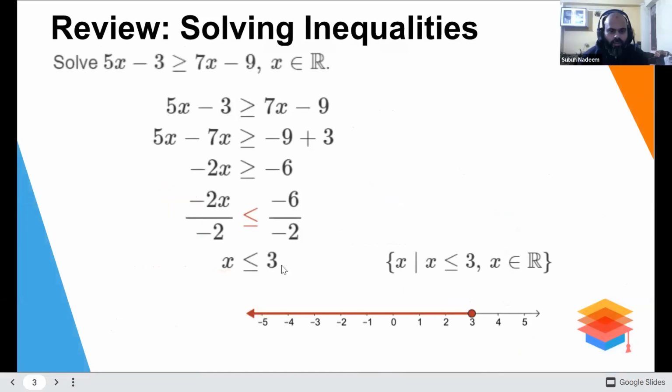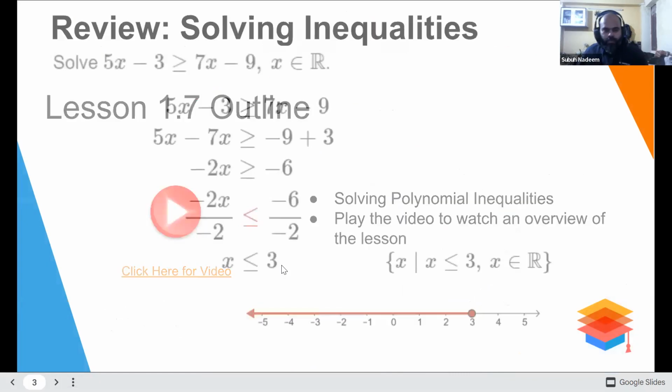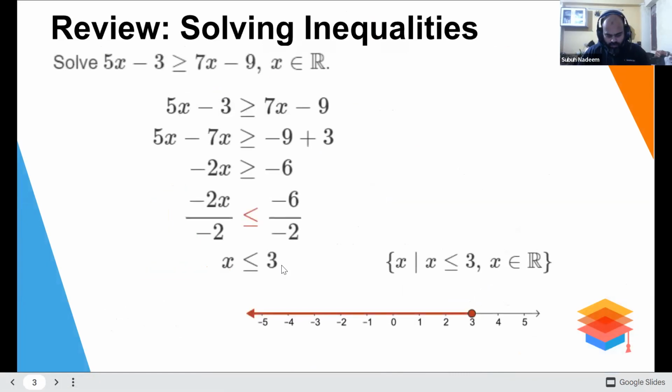So solving inequalities. Okay. First, let me take the pic of this.